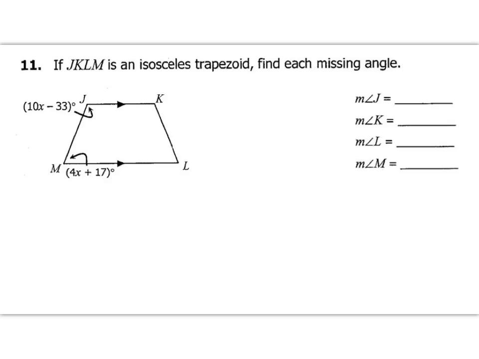All right, what I want you to do is when I say go, I want you to pause the video and try to do numbers 11 and 13 on your own. So try to do number 11 and number 13 on your own and see if you can do them. Remember that the base angles of an isosceles trapezoid are congruent and the consecutive angles of an isosceles trapezoid are supplementary. Remembering those facts, see if you can do numbers 11 and 13. So go ahead and pause the video right now.